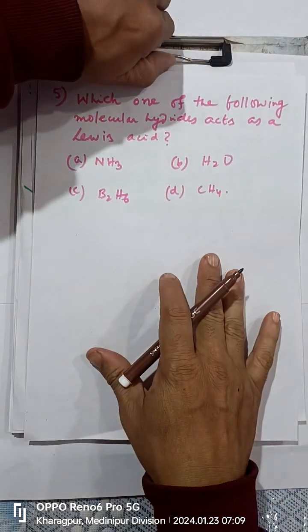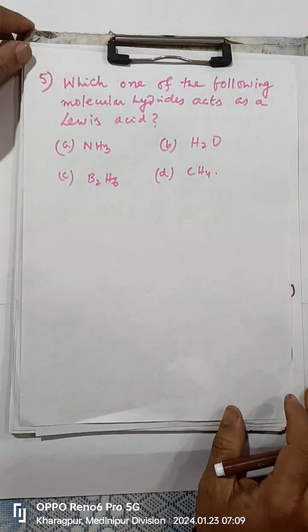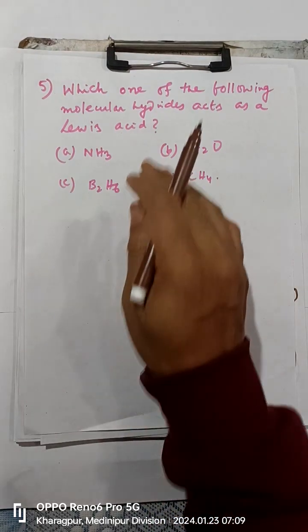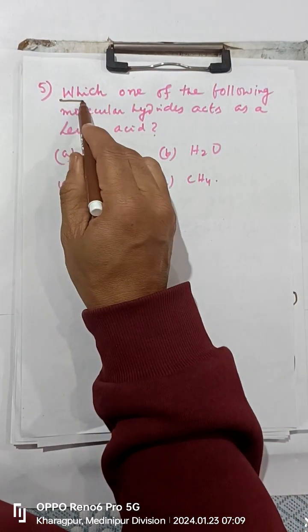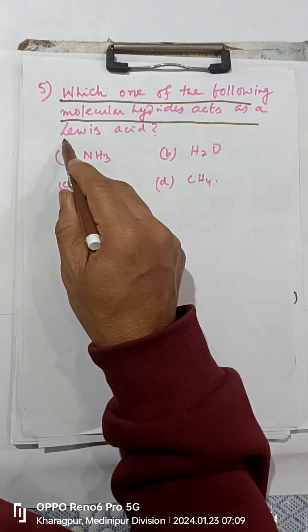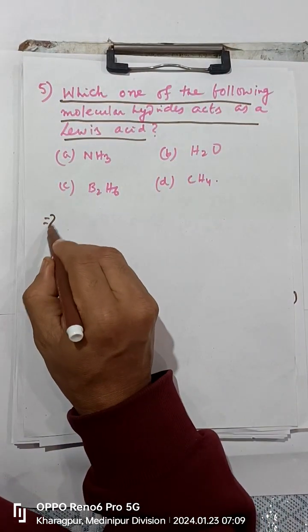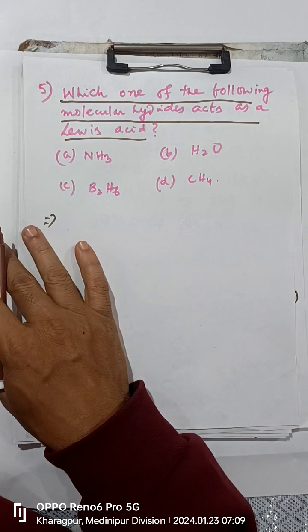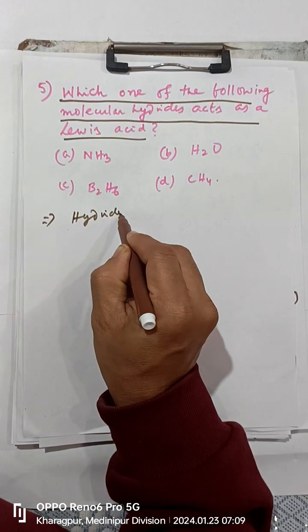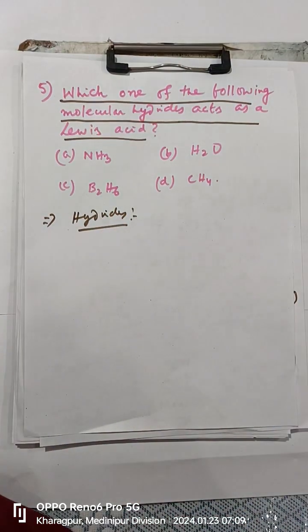Now we are moving to question number 5, which is also a very simple question and a basic problem. Which one of the following molecular hydrides acts as a Lewis acid? So I am going to clear some things here. So molecular hydrides, what is a hydride? In a simple way, when some elements react with hydrogen, they form a compound. That compound is called hydride.